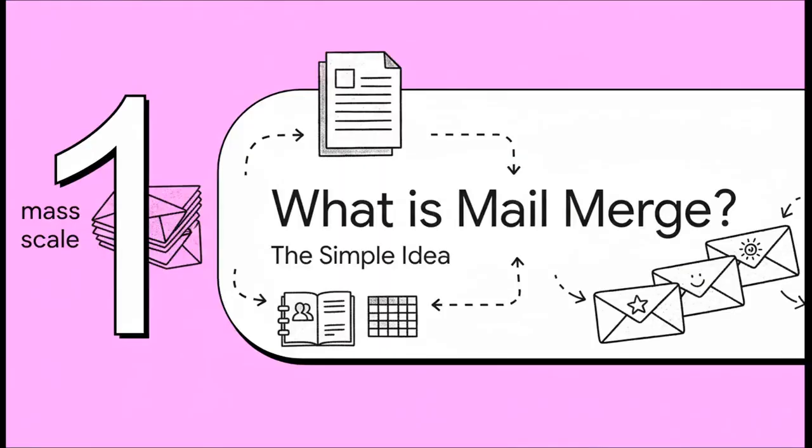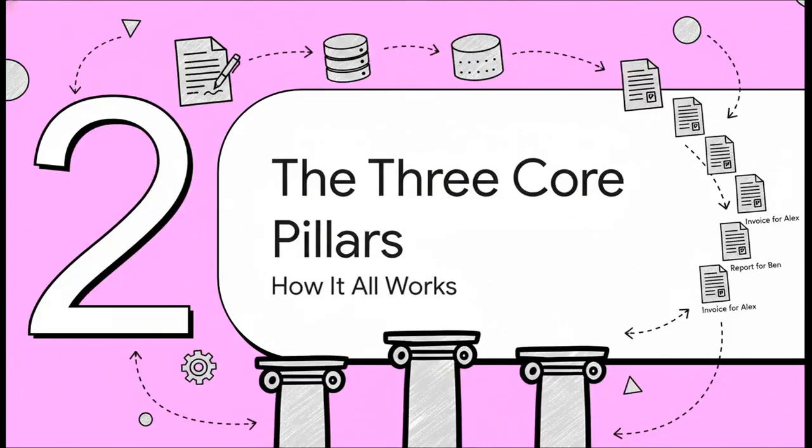What is mail merge? The simple idea. At its core, the concept is really straightforward. Just imagine you have one fixed document, that's your template. And then you have a list of information that changes for each person, right? Like their name, their city. Mail merge is just the magic that combines the two to create personalized documents for everyone on that list. Simple as that. All right, moving on to section 2, the 3 core pillars, or how it all works.